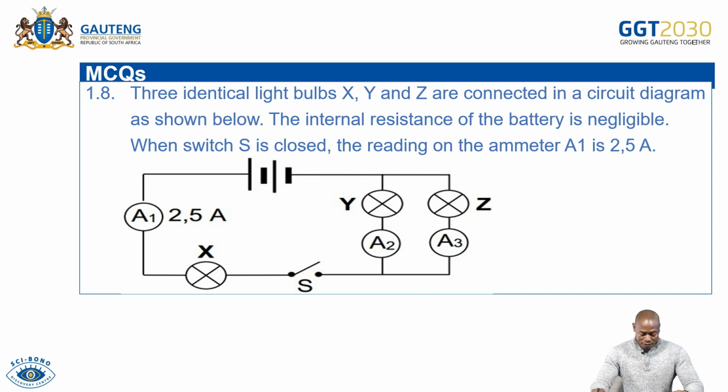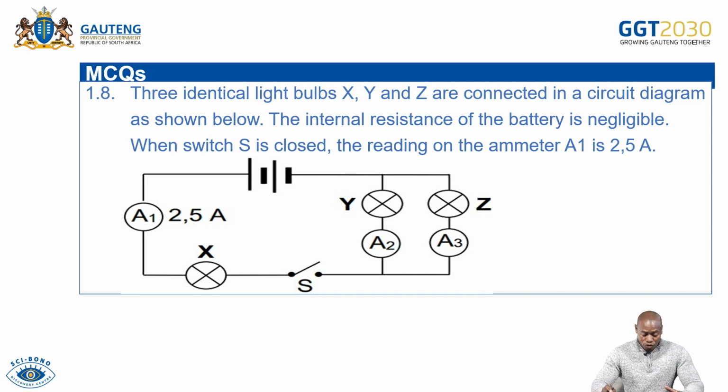Right. So let's look at this question. Three identical light bulbs, X, Y, and Z, are connected in a circuit diagram as shown below. The internal resistance of the battery is negligible when switch S is closed. So the reading on the ammeter A1. So there are three ammeters here. There's A1, A2, and A3. So the reading on the ammeter A1 is 2.5 amperes, right?